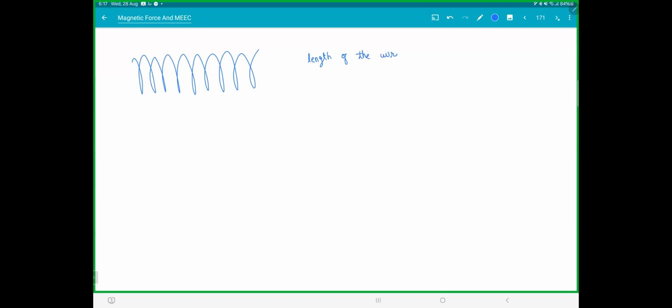Meaning I can argue in different ways. This is one way to argue. Let this total length be L, number of turns be N. So length of the wire will be how much?